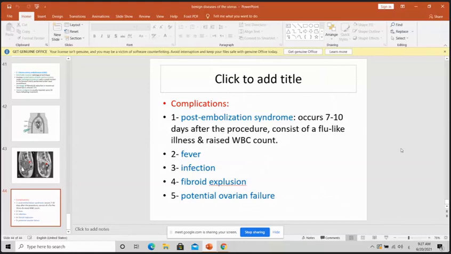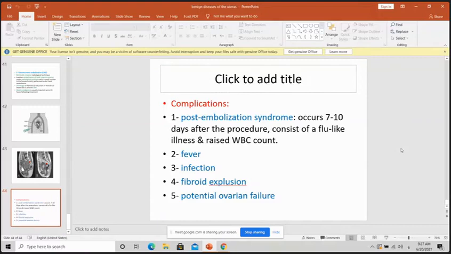شنو هاي complications؟ The first of all and the most common complication that is frequently seen post-embolization اللي هو نسميه post-embolization syndrome. This usually occurs 7 up to 10 days after the procedure. يعني تروح المريضة للبيت نقول لها دير بالك خلال 7 الى 10 ايام you might experience a flu-like illness and raised WBC count وننصحها انه you should seek a medical advice.